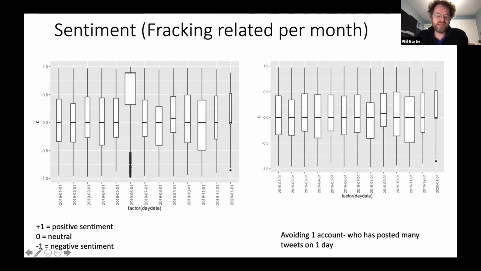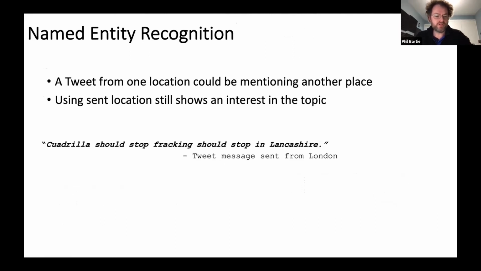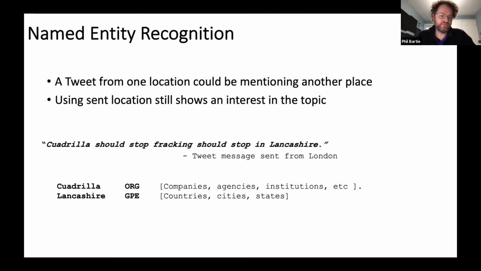So a fairly, not really a conclusive graph, I suspect, on sentiment, but there are lots of problems with analyzing sentiment. One of the other things we want to look at next is identifying names in the tweets. So you might send a message from London, but you might say Quadrilla should stop fracking in Lancashire, and you can use named entity recognition packages like spaCy in Python, and it pulls out this. It says, well, Quadrilla seems to be a company, Lancashire seems to be a place. So you could then geocode these and then look at the map, who's talking about what from different locations.